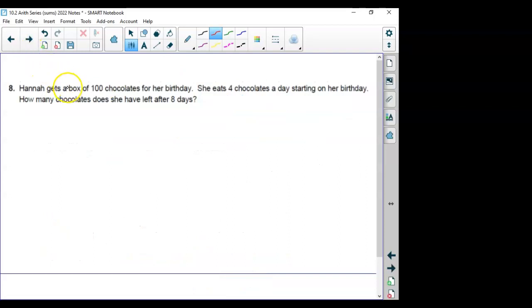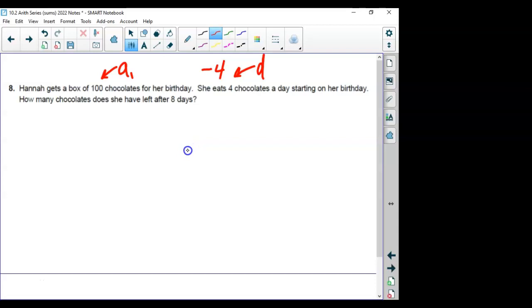All right. Hannah gets a box of 100 chocolates for her birthday. She eats 4 chocolates a day starting on her birthday. How many chocolates does she have left after 8 days? This is not really a sum question, right? This is just a sequence question. What does this number represent? Her first amount. What does this 4 represent? The difference, but I don't think we want it to be positive, do we? -4.